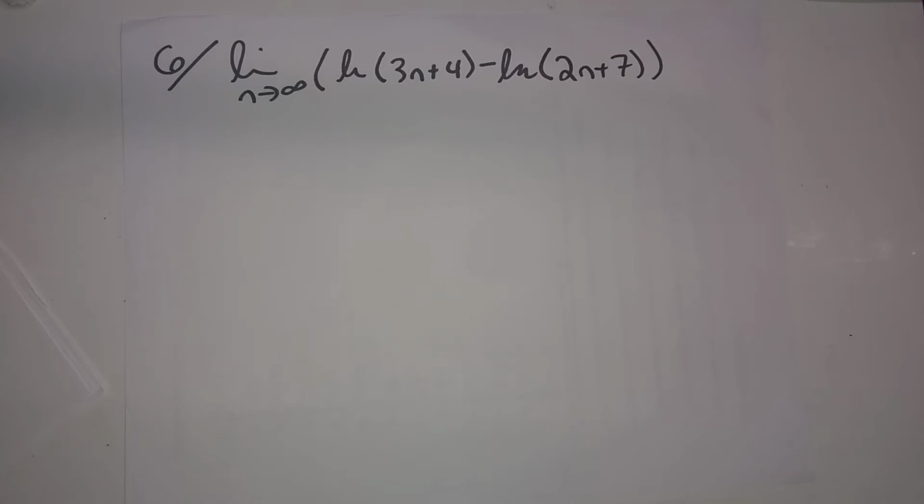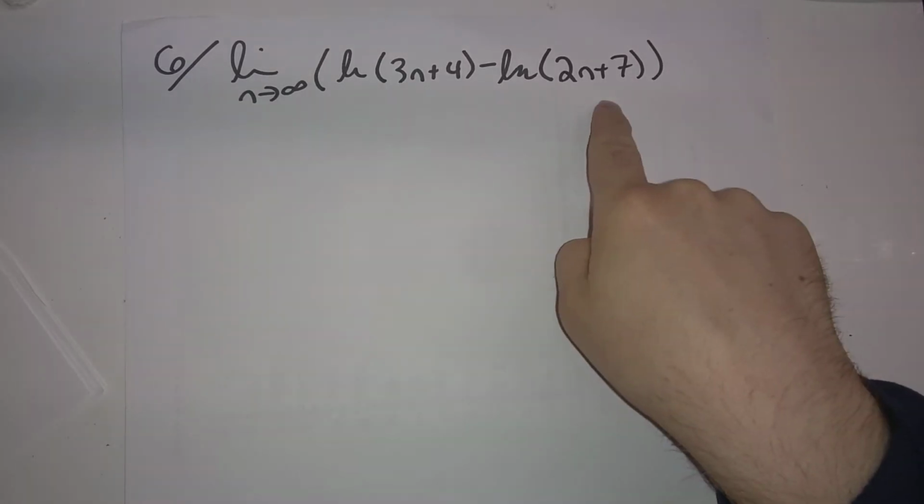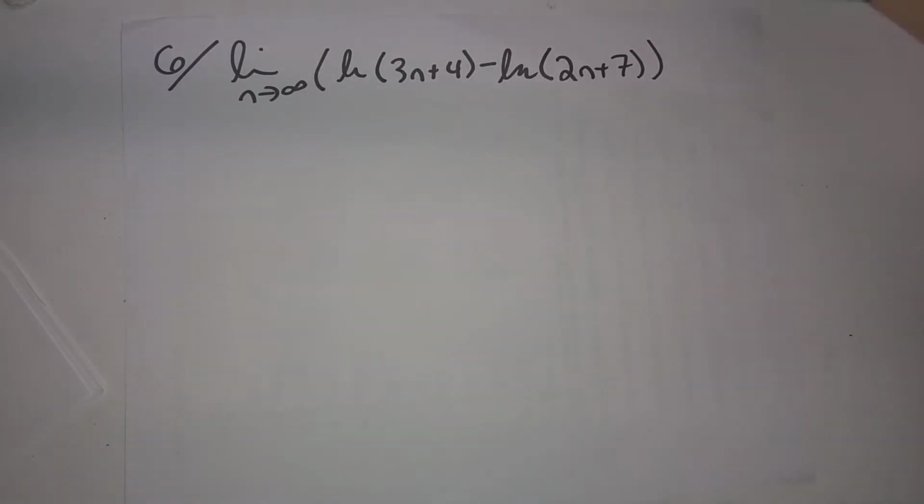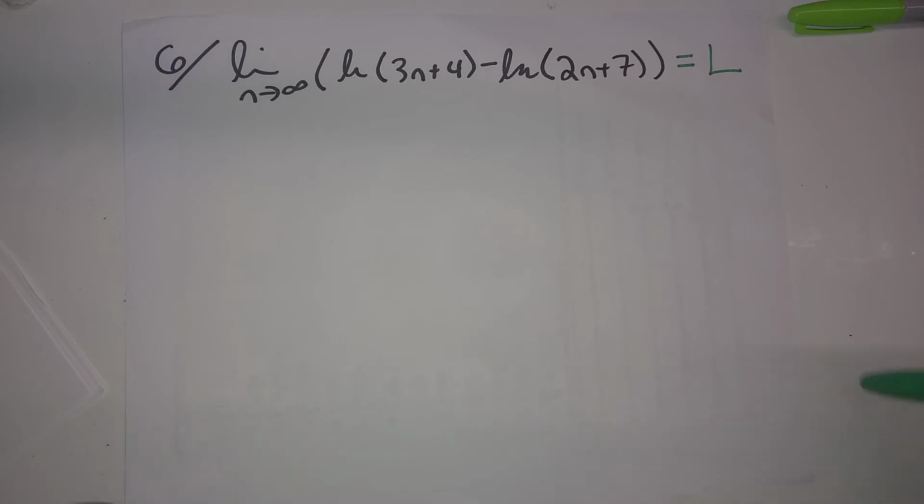Question 6. Evaluate the limit as n goes to infinity of natural log of 3n plus 4 minus natural log of 2n plus 7. For reasons that you'll see later on, let me call this limit L, and we're going to try to figure out what L is.